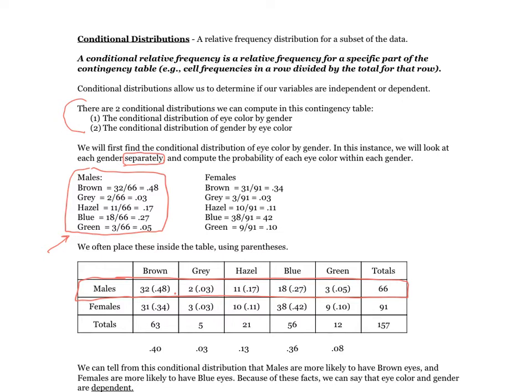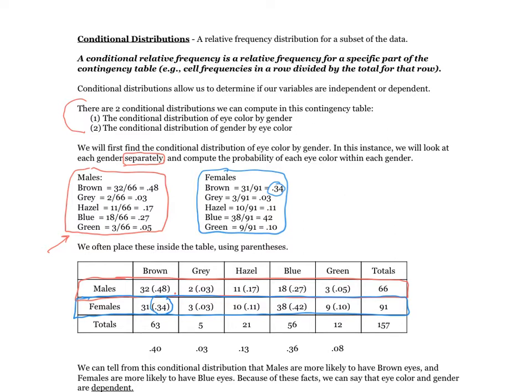Then we do the same thing for the females. So over here I took the females, and there were 91 females, so I divided all the eye color numbers by 91. So this time we're looking at the female row. So we're locked in on only that row. So we did like 31 out of 91, is 34%. So I put that in the table in parentheses next to the brown female group. So you can see for the females, 34% had brown eyes, and 3% had gray, 11% had hazel, 42% had blue, and 10% had green.